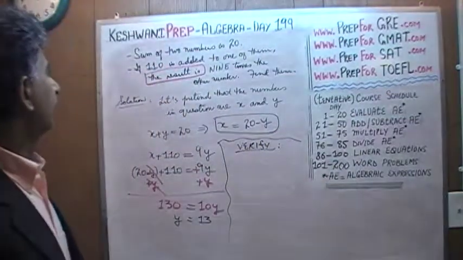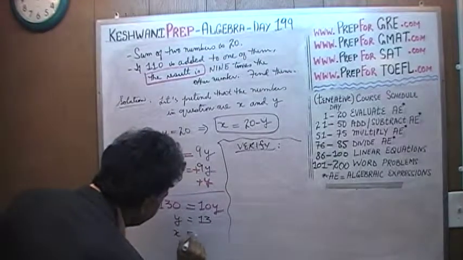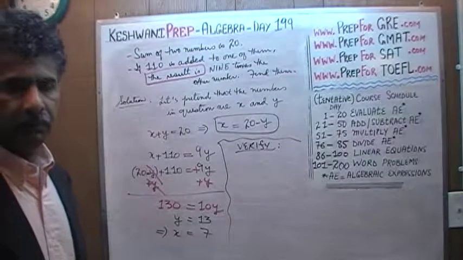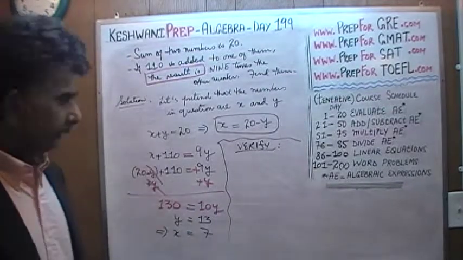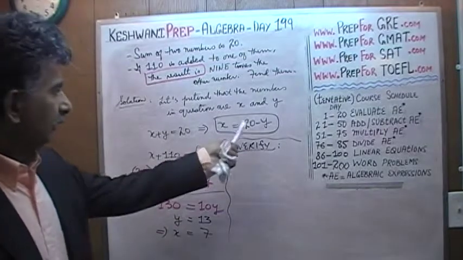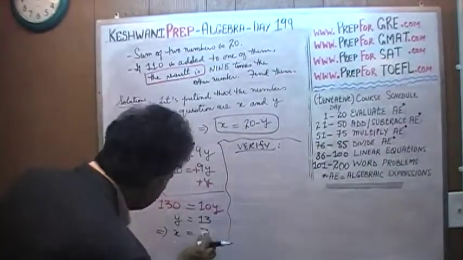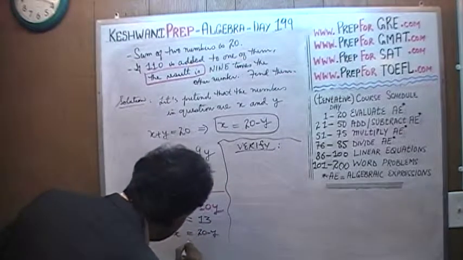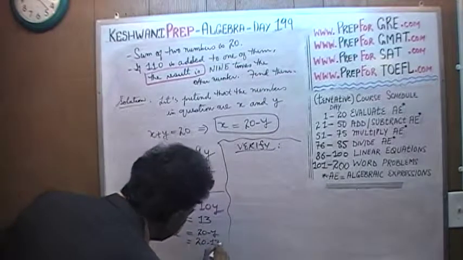Always a good idea to verify. So if y is 13, x would have to be 7. If one number is 13, the other would have to be 7, because their sum has to be 20. And that x equals 20 minus y. That's where it came from, 20 minus y, if you like. X equals 20 minus y, or 20 minus 13, which equals 7.